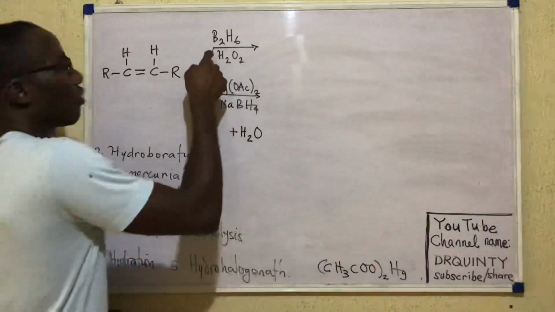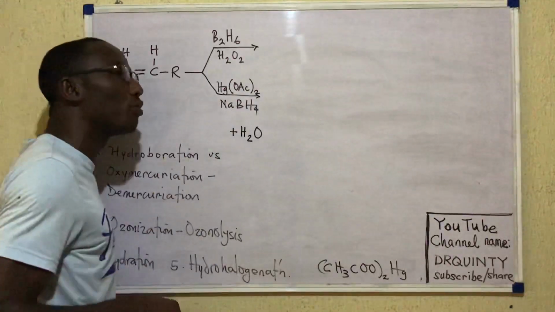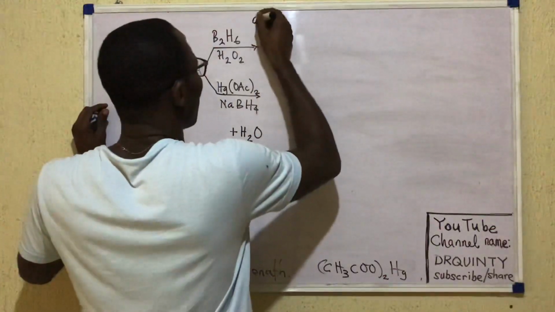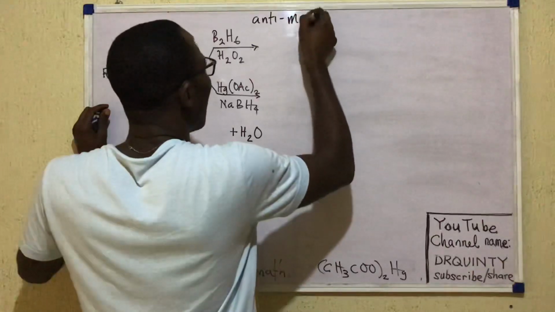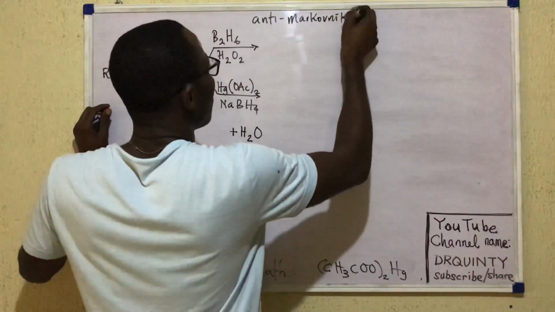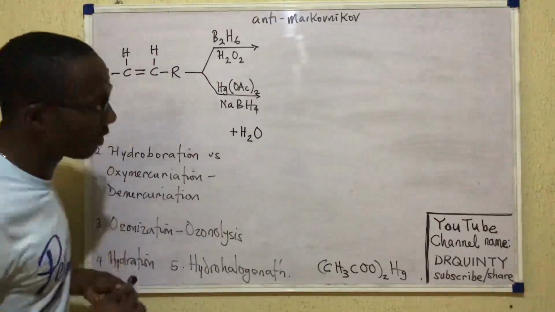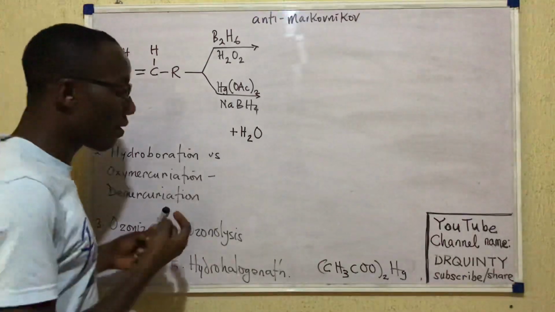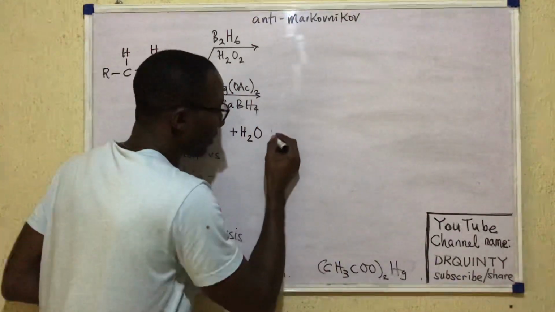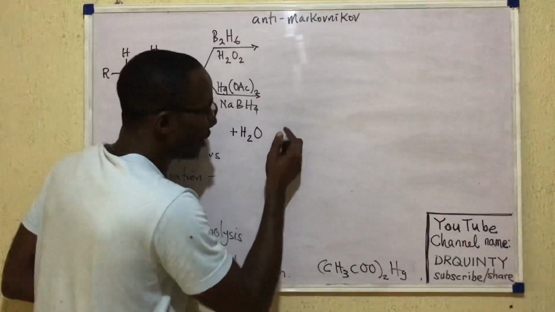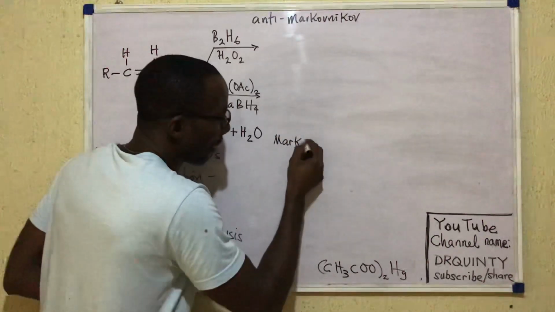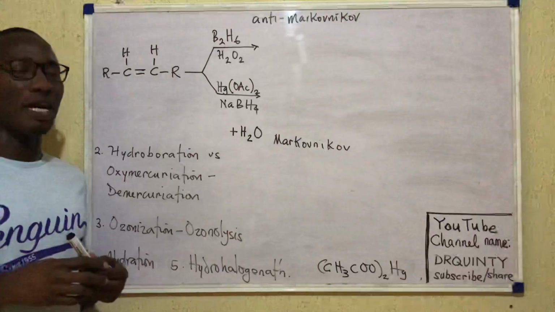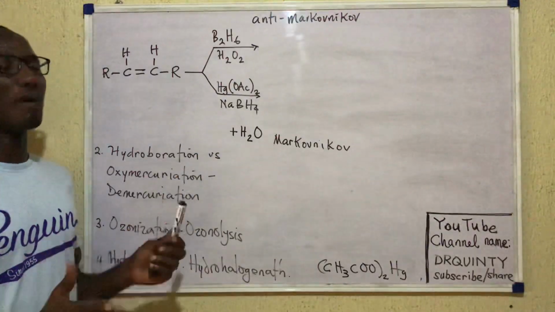So we are saying that for this one, hydroboration followed by oxidation with peroxide, the product you are going to get will be anti-Markovnikov. In other words, the product will not be as predicted by Markovnikov. Instead, it will be the opposite of what Markovnikov predicts. Whereas in this second case, it will be exactly as Markovnikov has predicted. So the product here would be the Markovnikov product. So hydroboration is anti-Markovnikov, but oxymercuriation is Markovnikov.